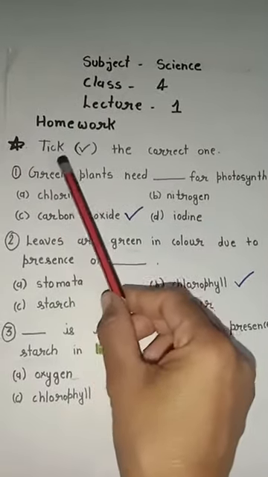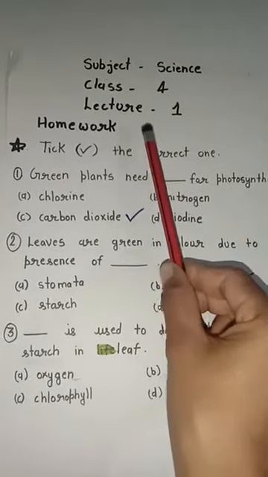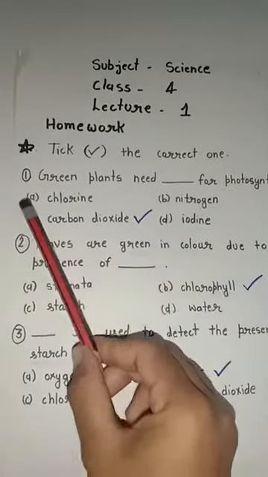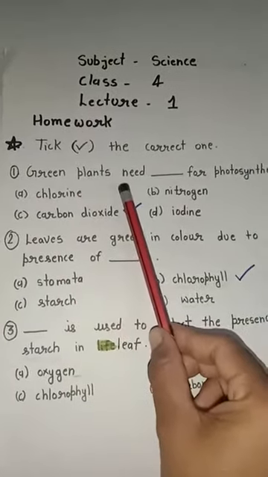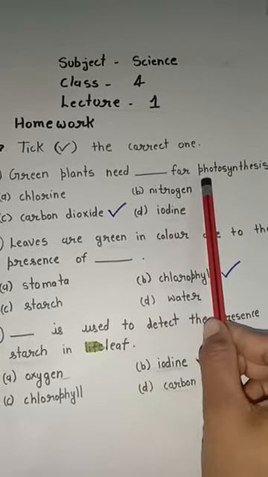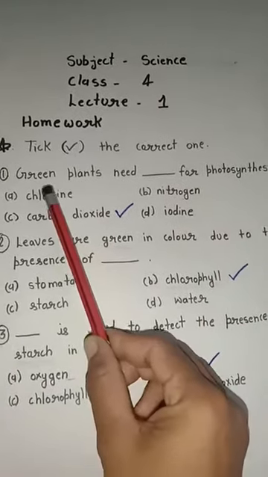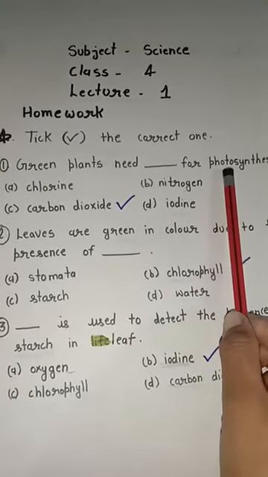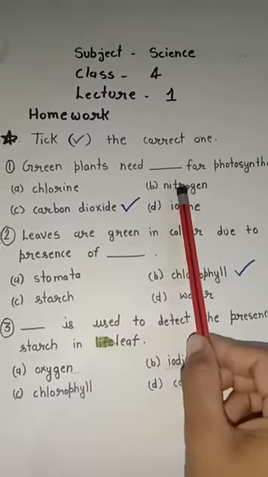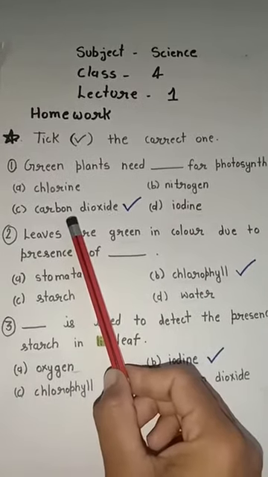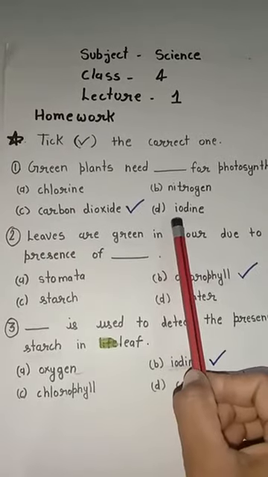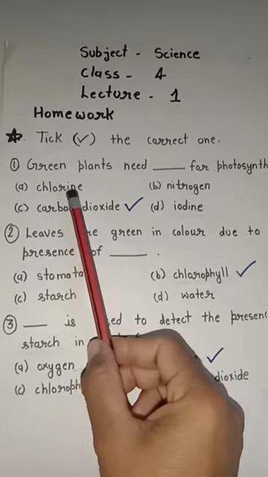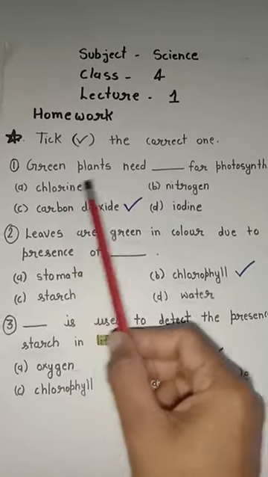That is question 1. Tick the correct one. In lecture 1, I gave some questions and the main topic was tick the correct one. The first one is: green plants need blank for photosynthesis. Again, I am repeating. Green plants need blank for photosynthesis. Your options are A. Chlorine, B. Nitrogen, C. Carbon dioxide, or D. Iodine. Yes, chlorine is not green and this is not used for photosynthesis.